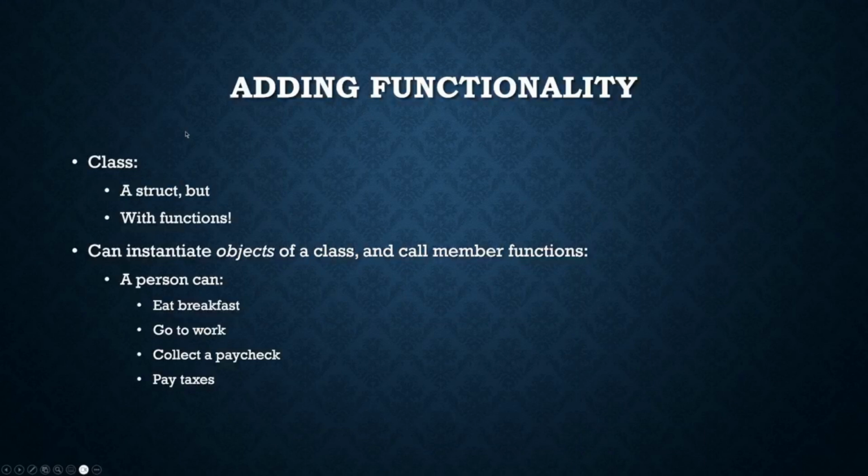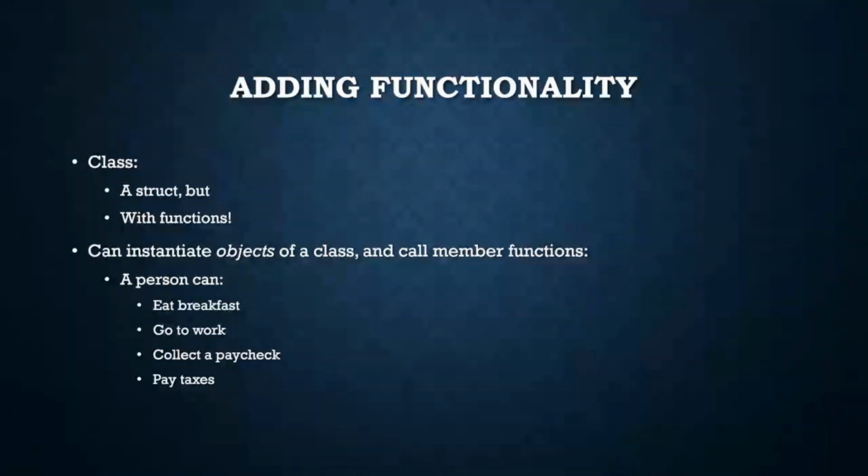So object-oriented programming is really about adding functionality to a struct in the form of what is called a class. So a class is a struct with functions. These are called member functions or member methods, and they are functions that are defined right along with the class. So it's as if you are making a struct, but also saying, in addition to that, you have all these methods or functions that are part of that data set.